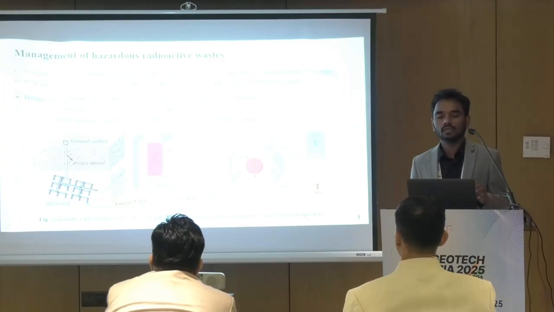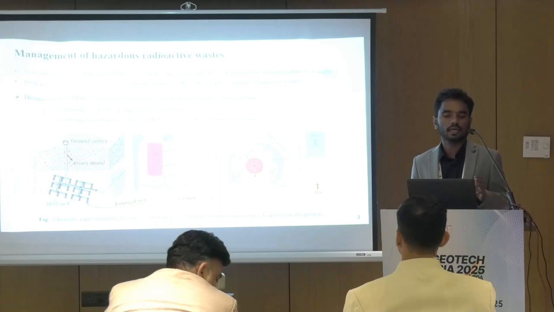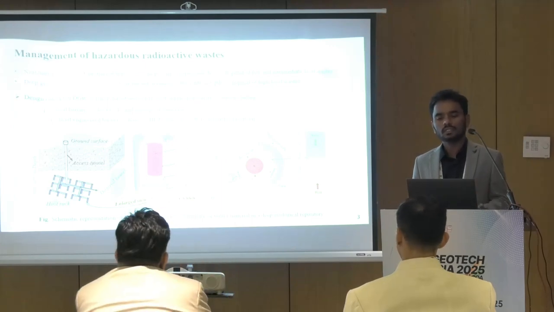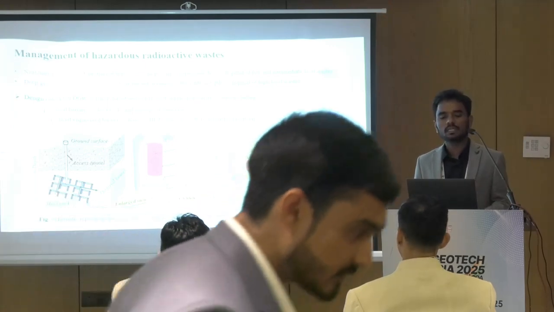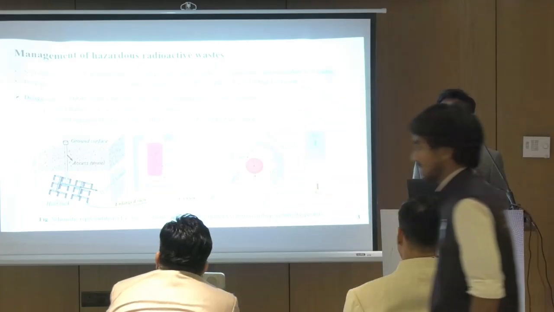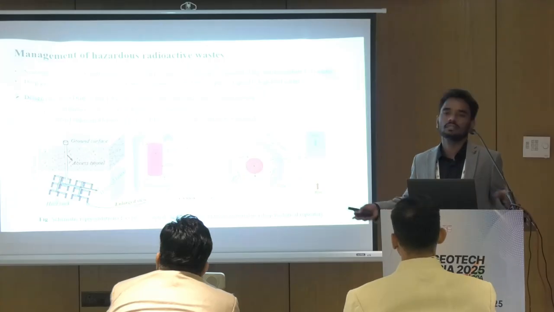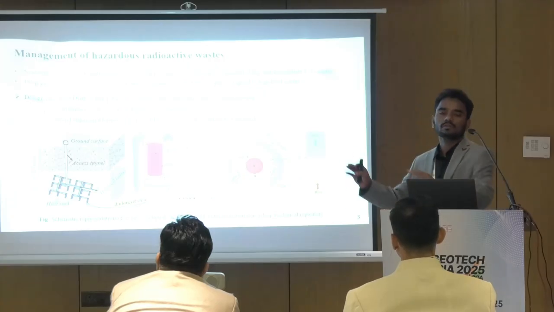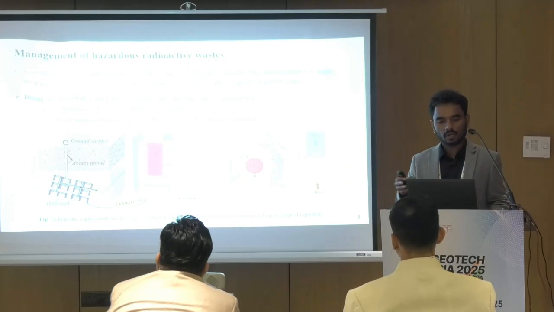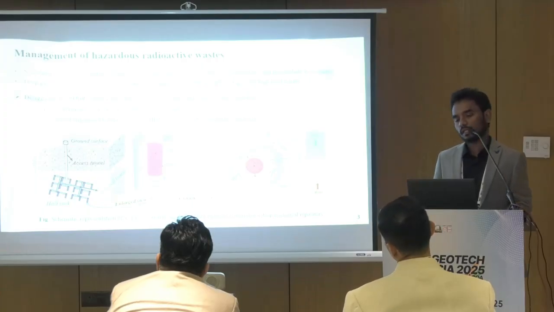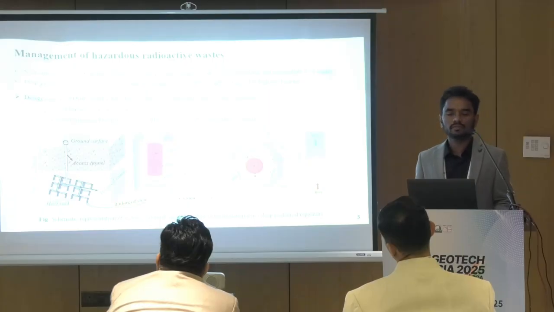Depending upon the toxicity, low, intermediate and high level radioactive waste are disposed of in near surface facilities and deep geological repositories. Lower level and intermediate level waste can be disposed of in near surface facilities, stored in containers and disposed of at below 30 meters depth. And the other one is high level waste. So these are very dangerous.